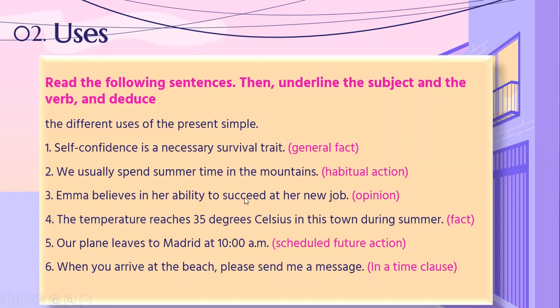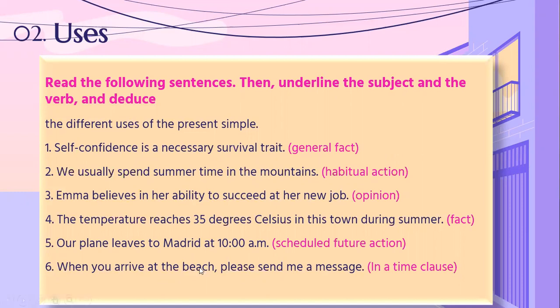Emma believes in her ability to succeed at her new job. This is an opinion. So also in opinions, we use the present simple tense. For example, we say, I believe, not I believed. The temperature reaches 35 degrees Celsius in this town during summer. This is a fact, a scientific fact. So also in scientific facts, we use present simple tense. Our plane leaves to Madrid at 10 a.m. This is a scheduled future action. For example, let's say someone asks you, when does your father arrive from his work?